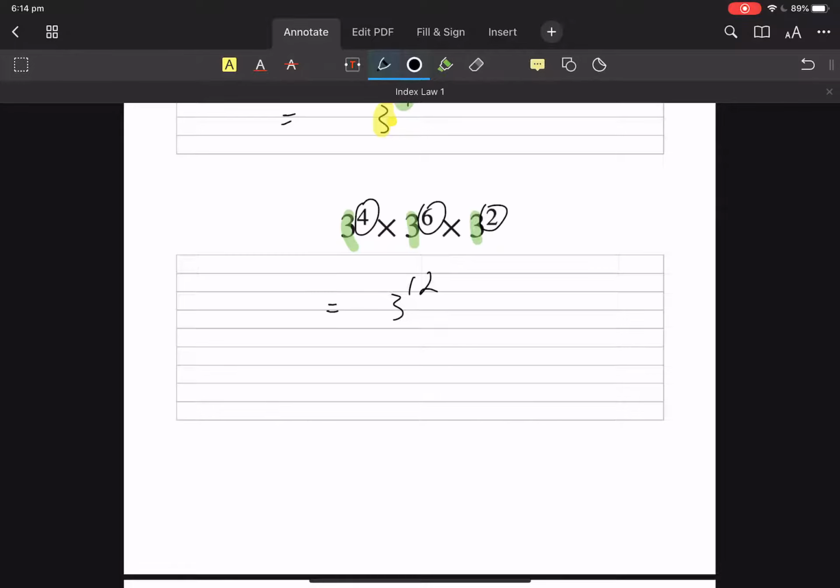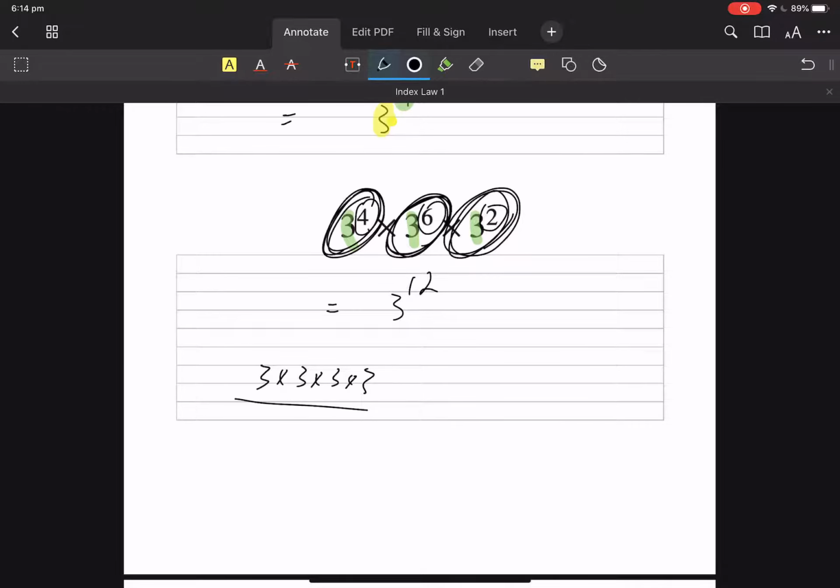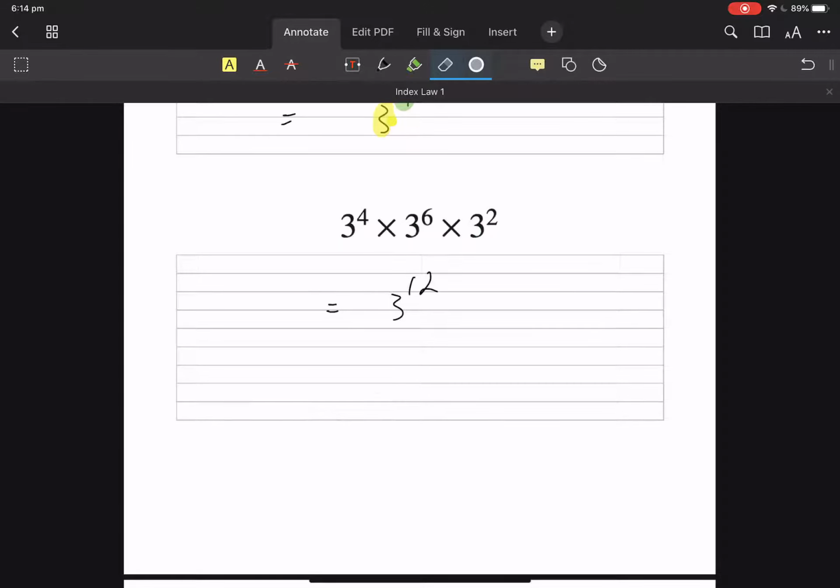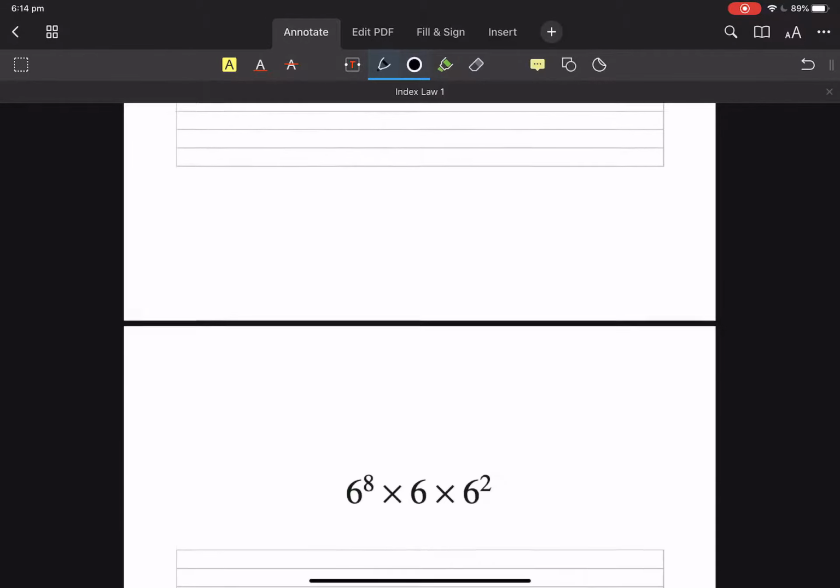Let's just check our thinking there. Can you remember that 3 to the 4 is 3 times 3 times 3 times 3? There are 4 3s here. Can you see that there are 6 3s there and 2 3s there? 4 and 6 is 10 plus 2 is 12. How many 3s do you see? There are 12 3s there. That's how it works. It's so simple. It's not funny.